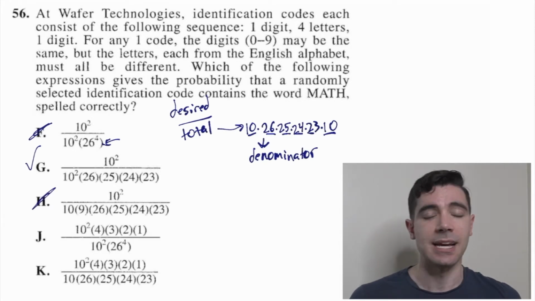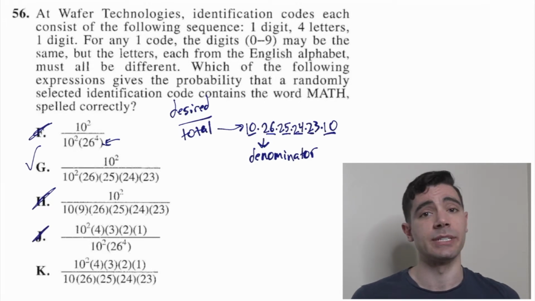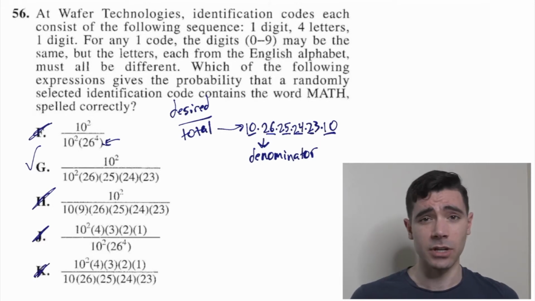And we go to J. 10 squared times 26 to the fourth. Nope, they forgot about how you can't repeat the letter, so it's not J. And then K. 10 times 26, 25, 24, 23. What the heck? What happened to the last 10? So it's looking like it has to be G.